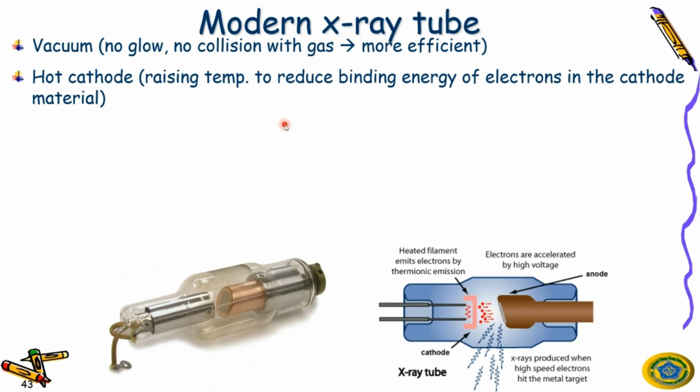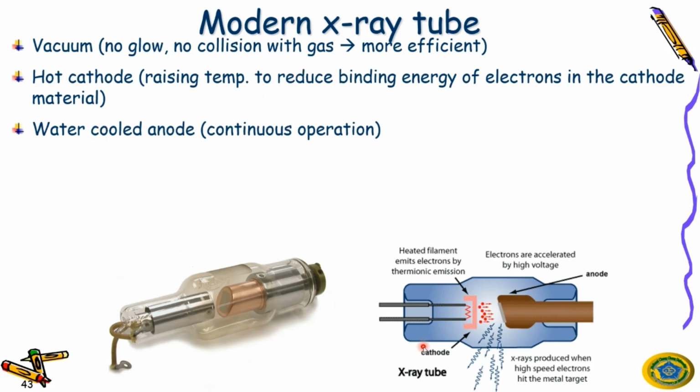I don't know whether you have heard about hot cathode or cold cathode. When you use a cold cathode, we call it field emission. But anyway, this is too far from what you need to know. Anyway, this is what we call a hot cathode. Now they have cold cathodes to generate X-rays.